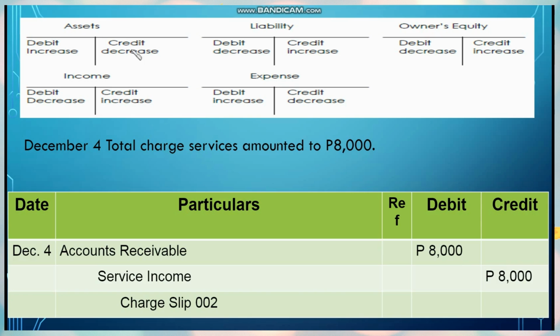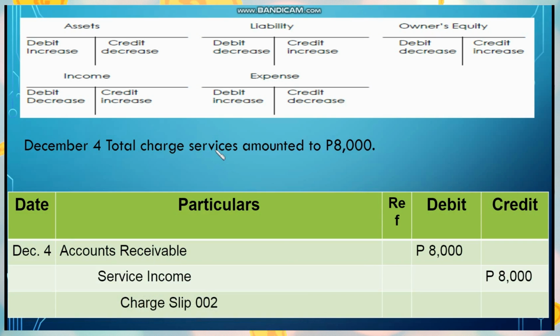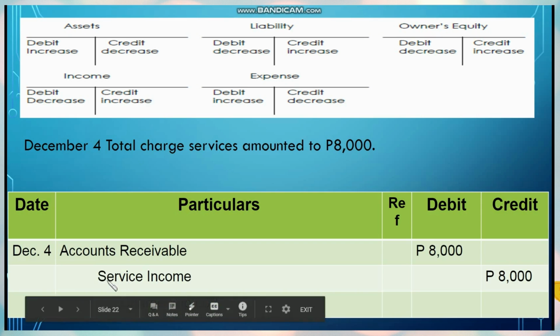An accounts receivable is an asset, and if the charge service hasn't been paid, then there's an increase in the accounts receivable. So we put it on the debit side. So we debit accounts receivable for 8,000. And then again, because we rendered service, we earned income by rendering service. So an increase in income would be a credit entry. So we credit service income for the same amount, 8,000.